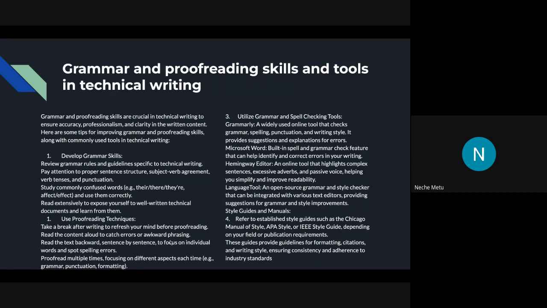Refer to established style guides. So we have the Chicago Manual of Style, APA style, talking about APA, the American Psychological Association style, and IEEE, the Institute of Electrical and Electronics Engineers style guide, for writing for them. Depending on your field, when you're writing, always look at the field or the publication requirement. Don't just write like you're writing in a desert. There's a field, and the aim of the article should tell you where the standard is that you're supposed to follow. These guides provide the guidelines for formatting, citations, and writing style, ensuring consistency and adherence to industry standards, writing standards.